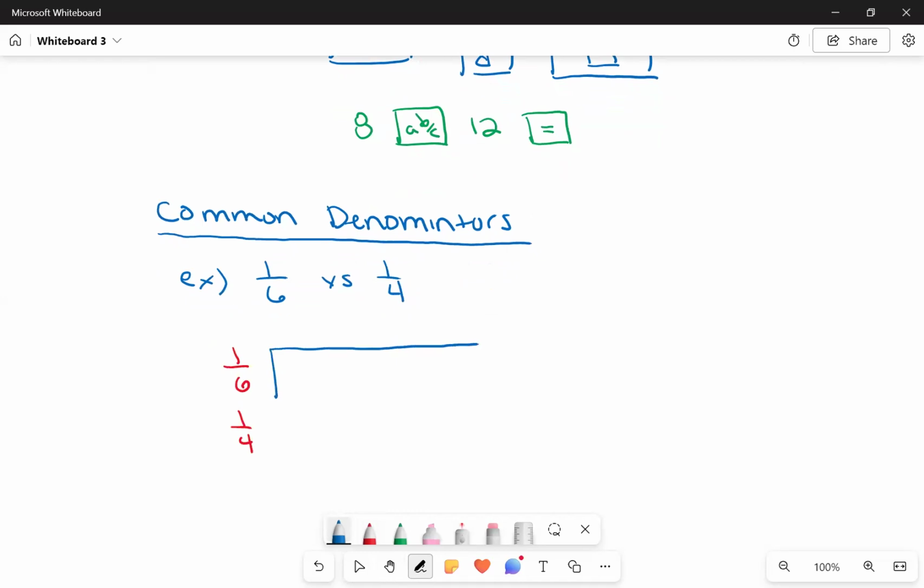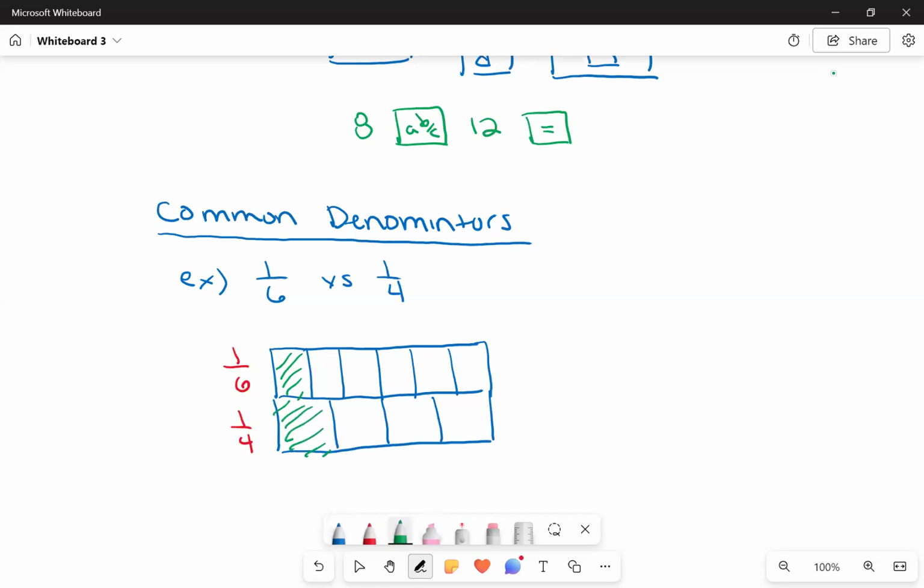I'll use my rectangles. Okay, so 1/6 is this, and then 1/4 would be this. And you're like, oh, I can kind of tell the 1/4 looks bigger.